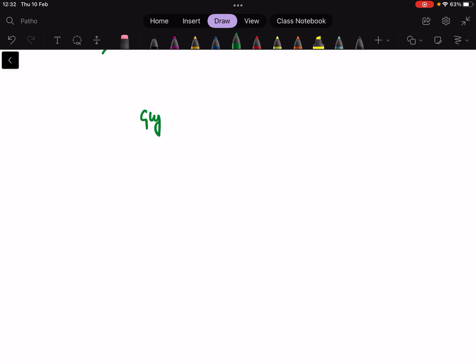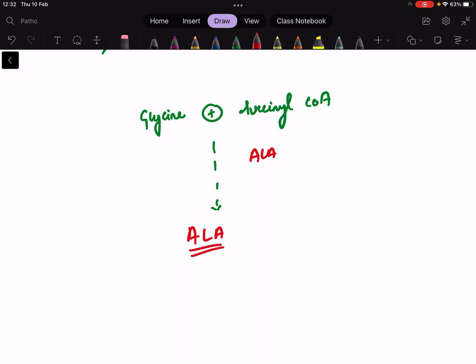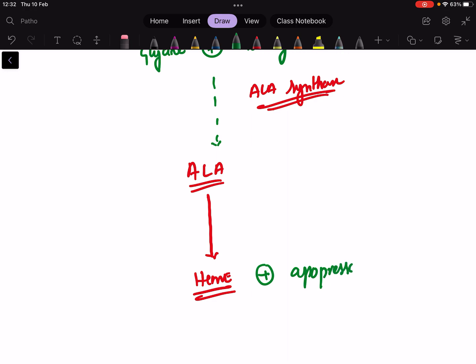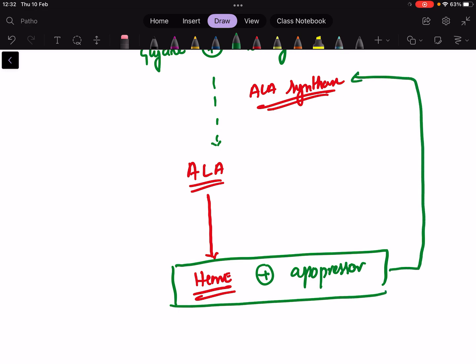So I already told you that glycine plus succinyl CoA eventually form a compound called aminolevulinate, by the enzyme called ALA synthase. And from ALA we are going to form the end product, which is your heme. Now this heme will react with an aporepressor. Now this heme and the aporepressor can go and inhibit your ALA synthase. Hence this is called your negative feedback mechanism.